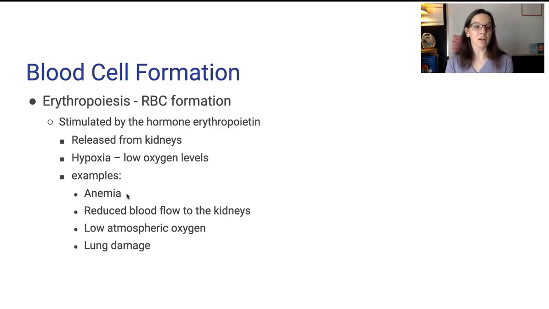Low atmospheric oxygen, so if someone goes hiking on a mountain or you go visit Denver for a while, they have lower atmospheric oxygen. And so your kidneys are going to recognize that, release erythropoietin to increase your red blood cell count. Or a person might have had lung damage, because if you damage your lungs, you might be able to breathe in the oxygen, but it's not going to get into your blood properly, and so then your body's going to think you don't have enough red blood cells.